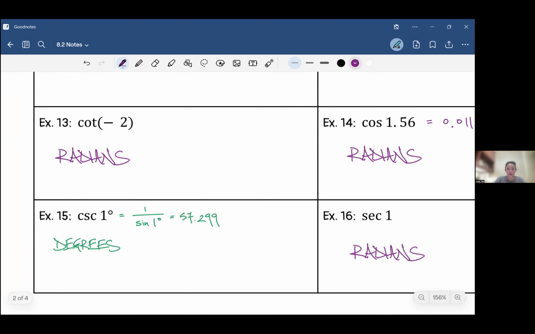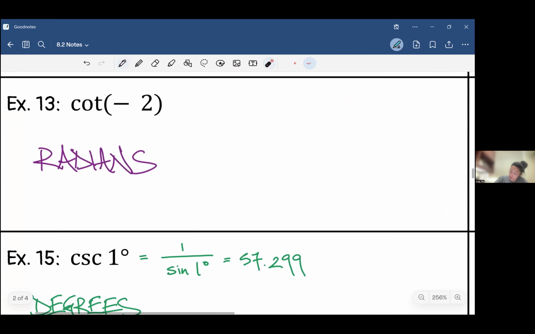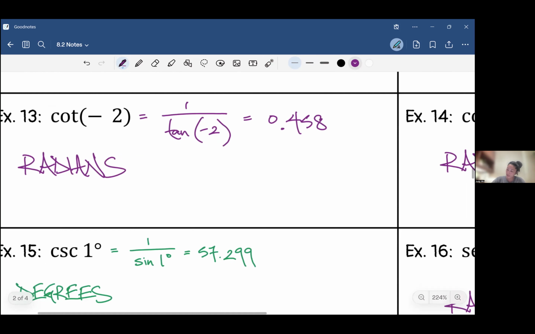But let's look at these last two here, example 13 and example 16, okay? Now, cotangent, most of us probably don't have a cotangent button on our calculator. But just like cosecant was 1 over sine, cotangent is 1 over tangent of whatever we're finding. Okay, so you got to type it in like that, 1 over tangent of negative 2, and that should give you 0.458.